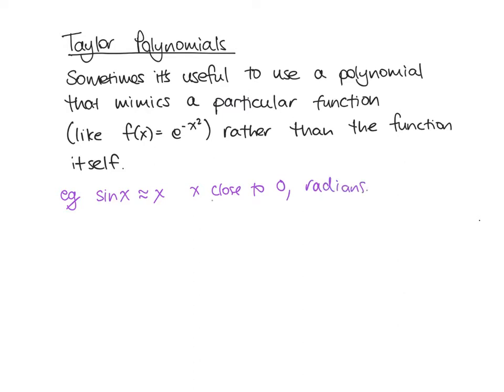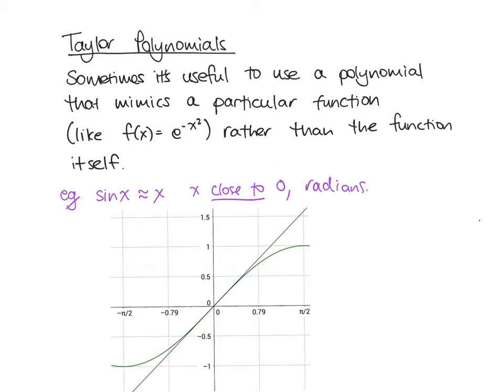So you might be asking, what does close to 0 look like? Well, a picture can help. Over here I have my function y equals sine of x, and over here I have my line y equals x, and you'll notice that if I pick x values between about minus 0.4 and 0.4, then the two graphs lie on top of each other, so we might as well say that sine of x is almost equal to x.